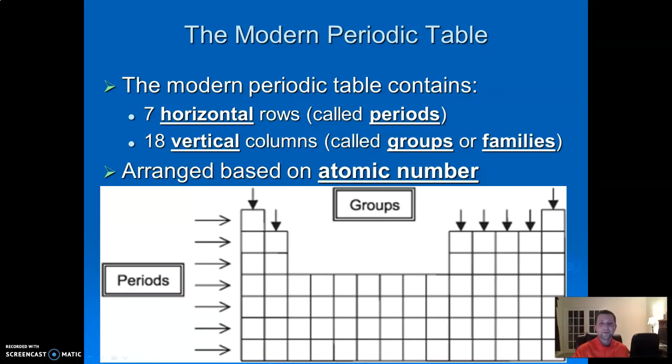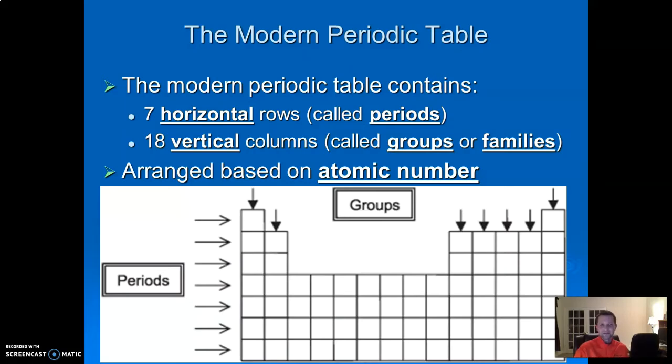Okay, modern periodic table: 7 horizontal rows, they're called periods. Here we go with our formal definitions. 18 vertical columns called groups or families. So if I say we are in period 5, that would be the 5th row down, so we'd be here. Right now the periodic table looks really nice because we have 118 elements. Everything is perfectly filled in nicely.